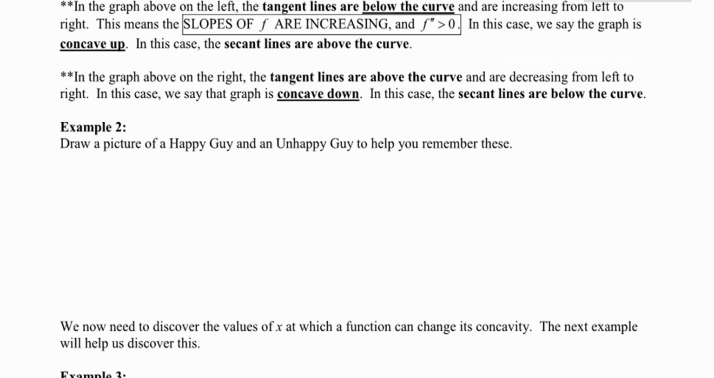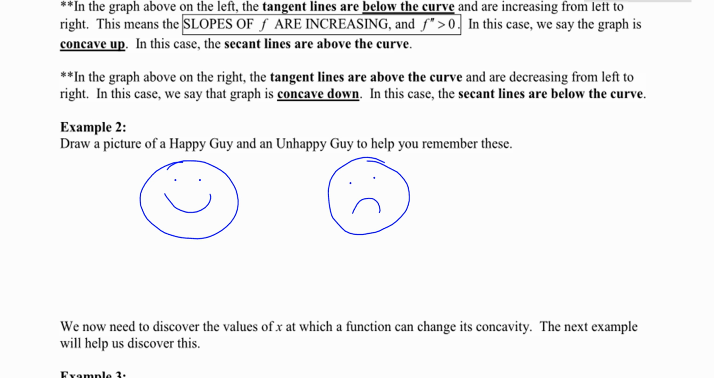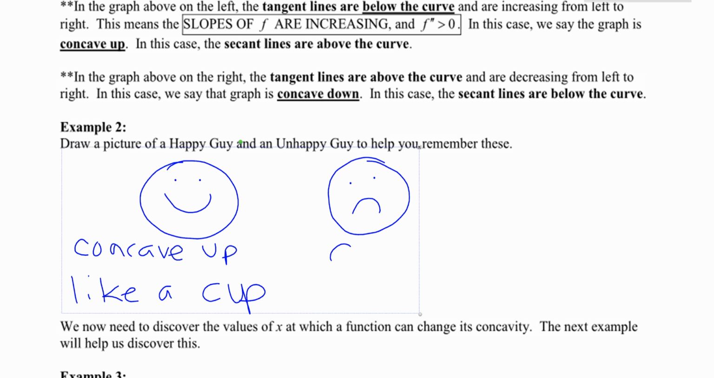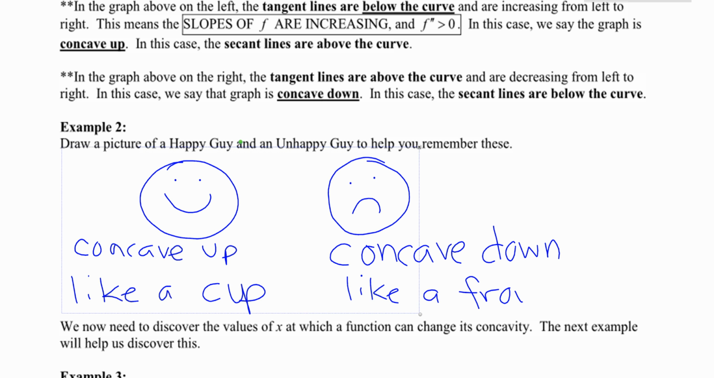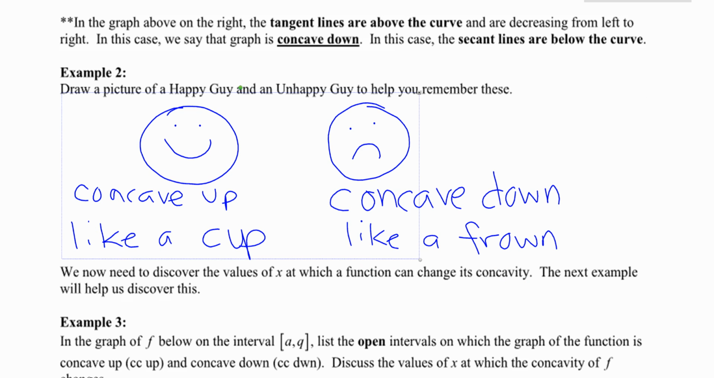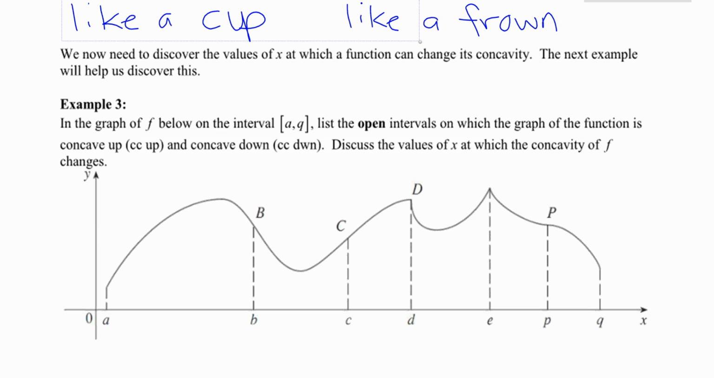I could explain this in a lot of words, or I could draw a nice picture. So we got a happy guy and an unhappy guy. This is going to be concave up. His smile is concave up, like a cup. And this unhappy guy, his smile is concave down, like a frown. If you say that enough times, it's going to stick in your head, and it's going to help you analyze these graphs. So concave up like a cup and concave down like a frown.